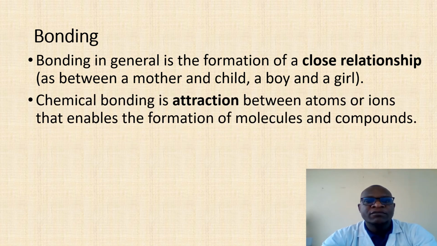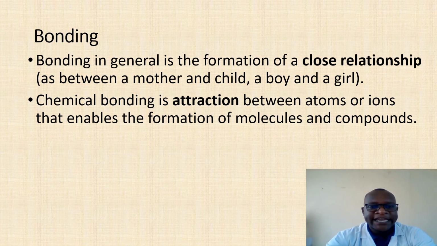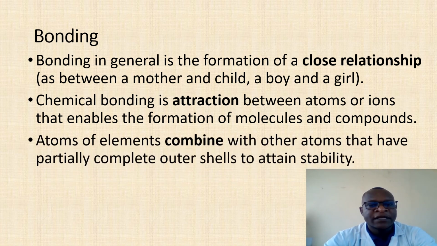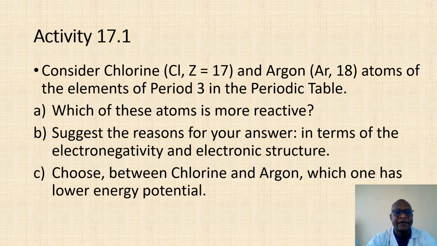So chemical bonding is a form of attraction that occurs between atoms or ions. This bonding enables the formation of molecules and compounds. Atoms of elements combine with one another so that they can become stable. So we'll move on to discuss the issue of stability.